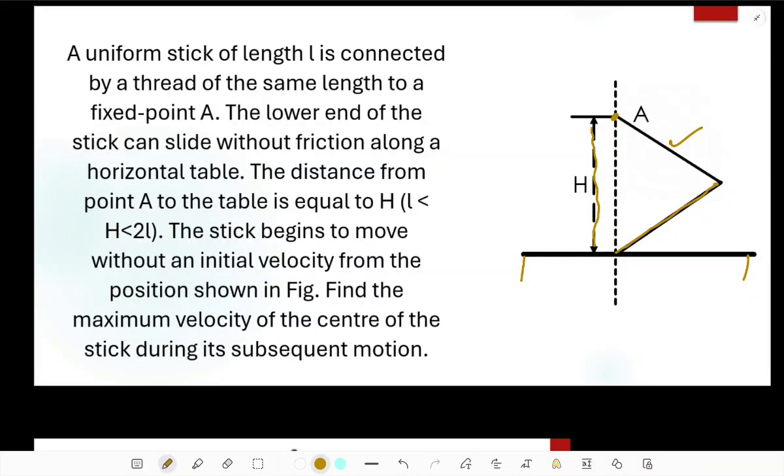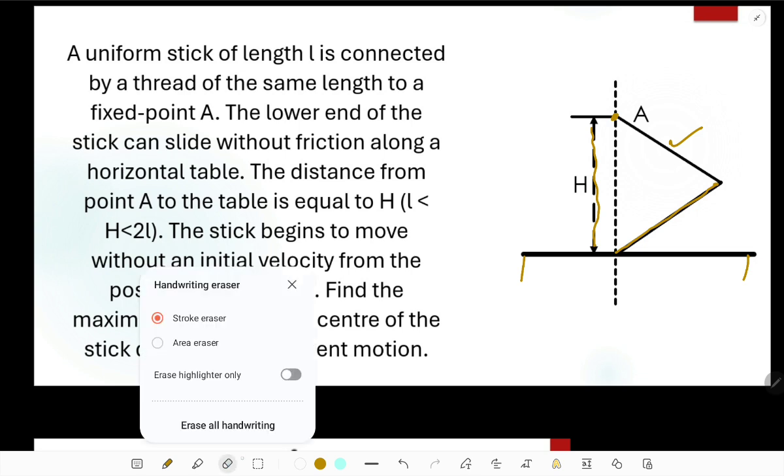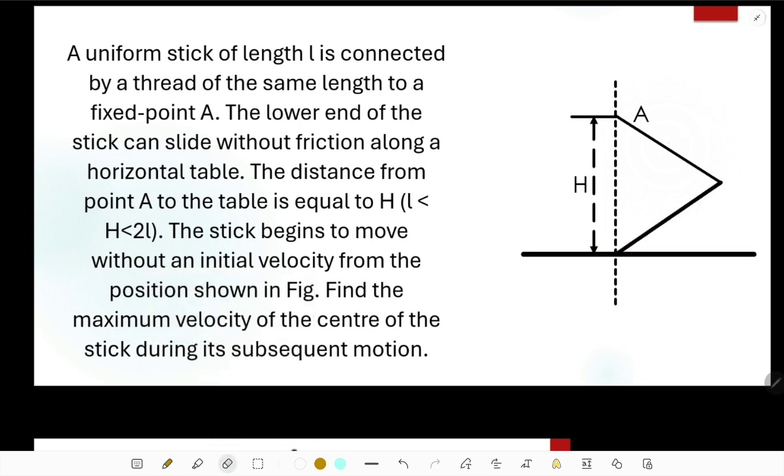Well, we have a new problem on the screen, and there are a few things I would like to explain about this problem. There is a uniform stick of length L, and that stick is this, and its length is L, and it is connected by a thread of the same length, and the thread is this, and its length is also equal to L. The lower end of the stick can slide without friction along the horizontal table.